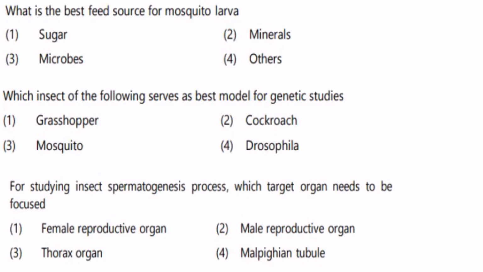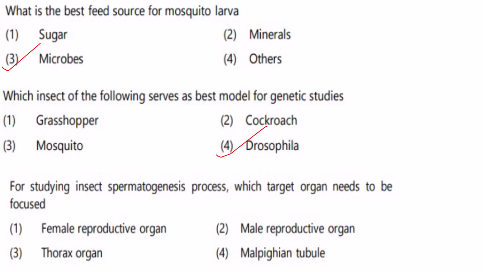Then what is the best feed source for mosquito larva? Means what does mosquito larva like to feed on? Or what is its diet? So it is mainly algae and some bacteria. So here the option is option 3, that is microbes. Then which insect of the following serves as the best model for genetic studies? You are learning it from your high school, and it is nothing but Drosophila is the answer.